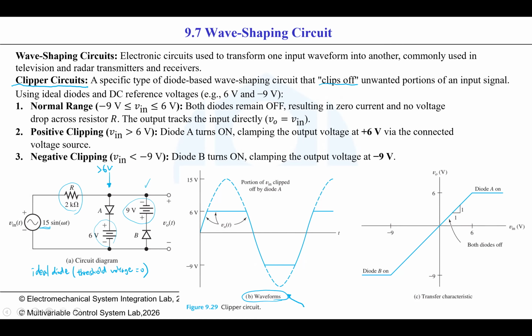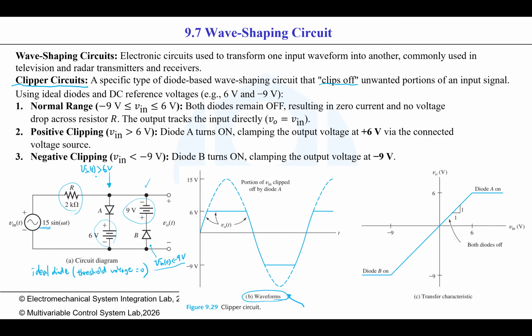For B to turn on, we need V in t smaller than minus 9 volts. Smaller means its amplitude is larger than 9, but in the reverse direction. So we say V in t is smaller than minus 9 volts.